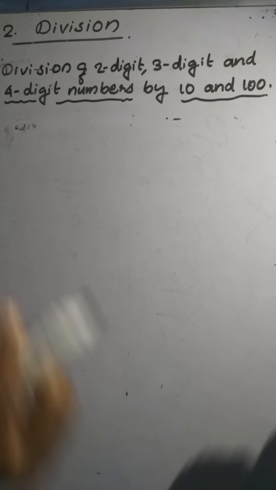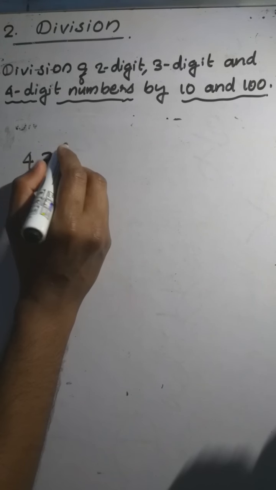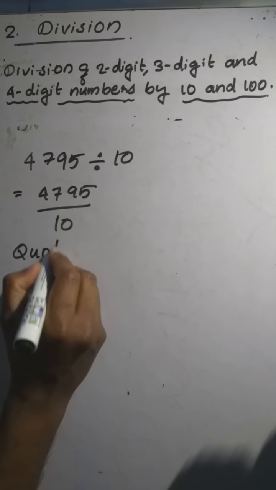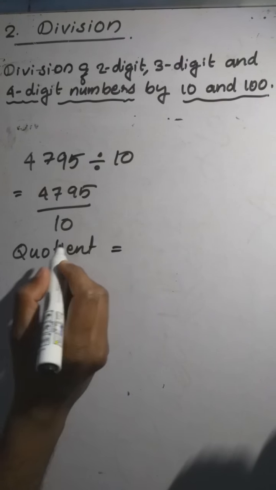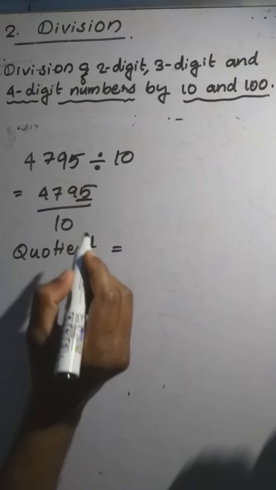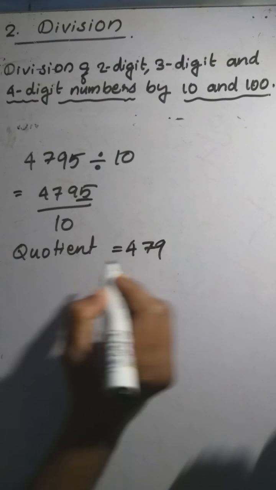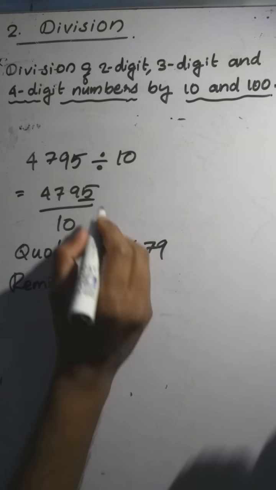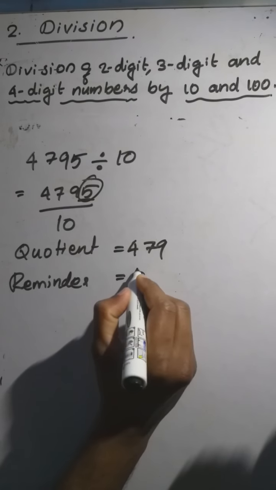Then one more example. 4795 divided by 10. The quotient will be the digits up to 9, that is 479. The remainder will be the units digit, that is 5.